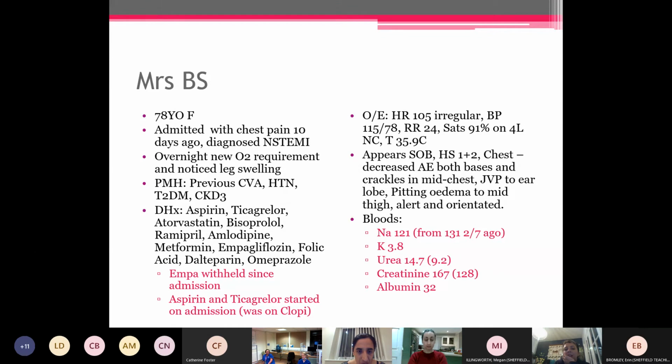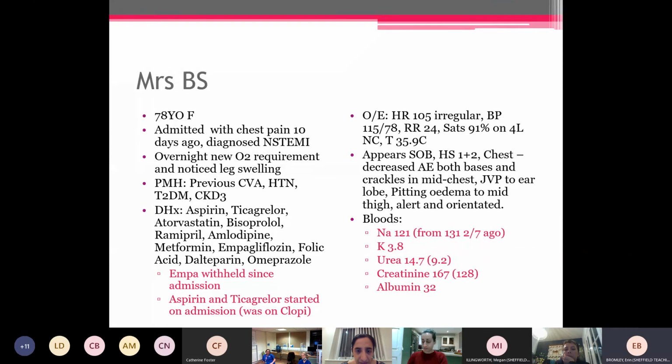Hypervolemic, possibly in failure. Correct. So he seems overloaded, so this is probably a hypervolemic hyponatremia. Anything else that's important to know about this? She's in heart failure. Yep, correct. So we think that the cause of the hypervolemia is probably heart failure based on the history.